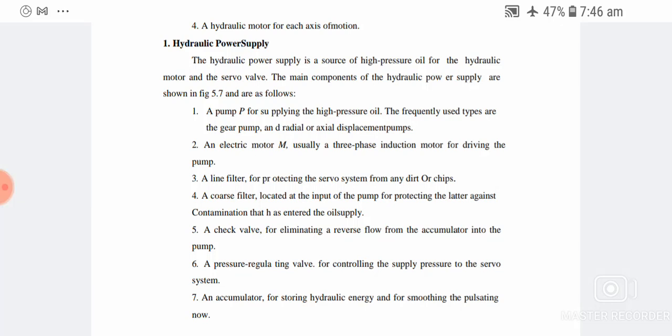Good morning to everyone. We have a topic to discuss: the hydraulic power supply. The hydraulic power supply is the source of high pressure oil for the hydraulic motor and the servo valves.